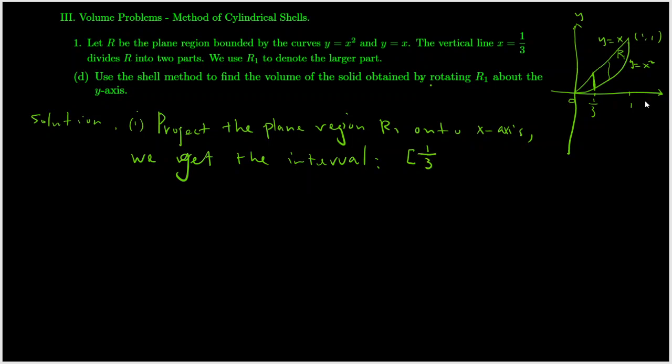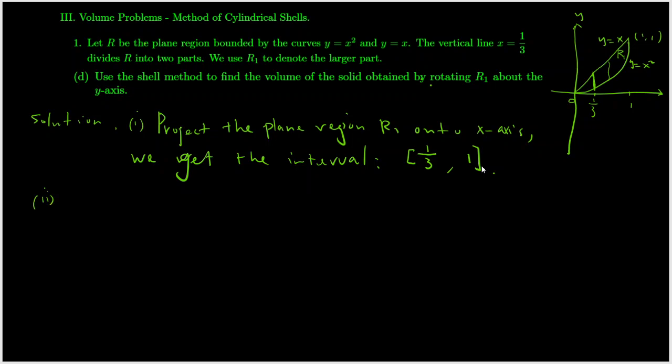Again, you just think what is the smallest possible value of x, what is the largest possible value of x for all the points in R1. So we have the interval from 1/3 to 1. Later on, we are going to have an integral over the interval from 1/3 to 1. So that's the integral we are going to evaluate for the volume. The first step is that.